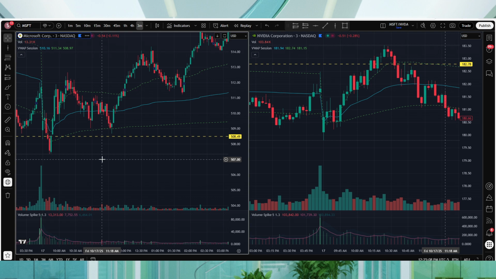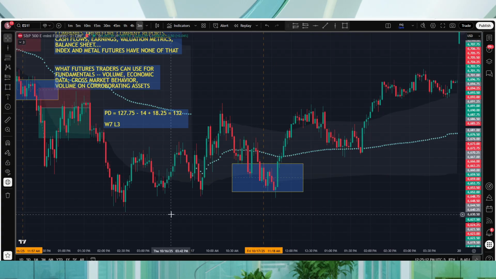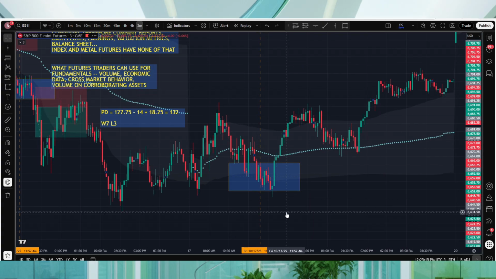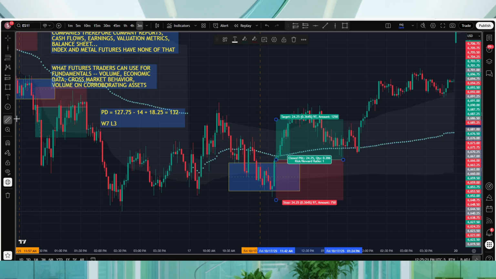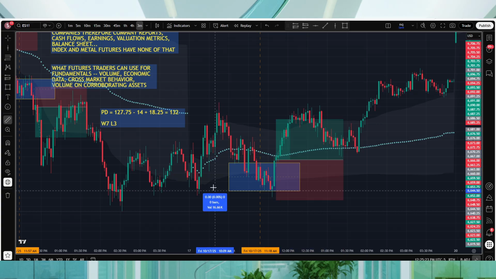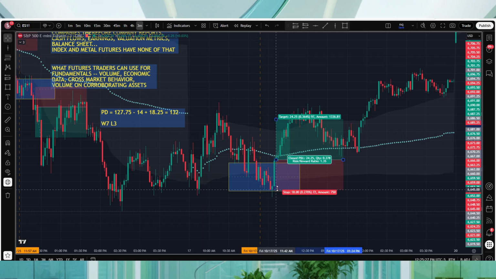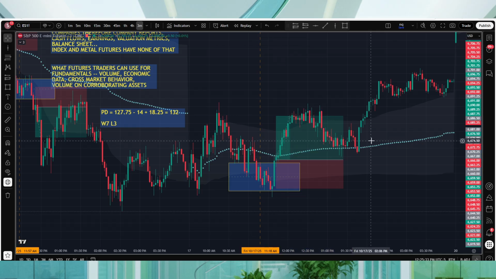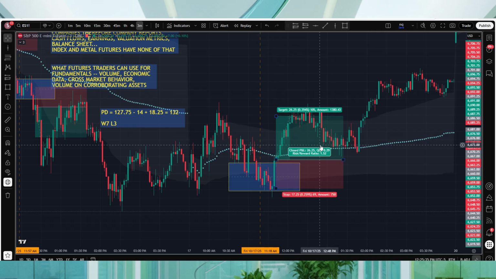All right, October 17th, our first signal is at 11:18. We get a beautiful entry right outside the ORB. 17.25 plus 26.5. Is that right? 26.25.